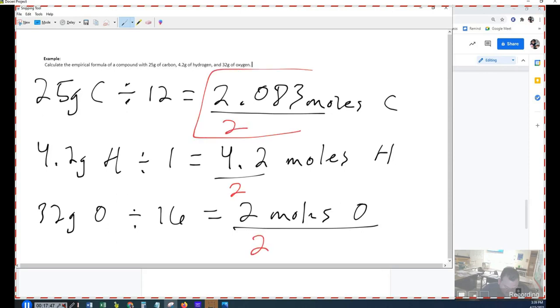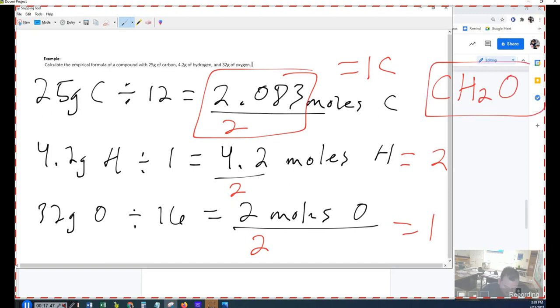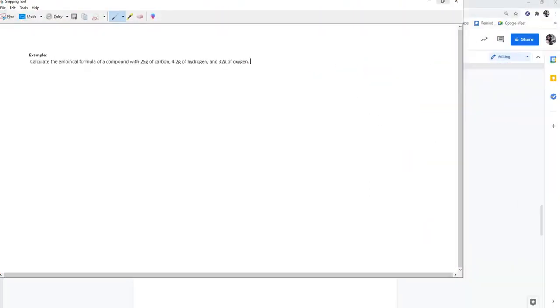When I divide by 2, I get something really close to 1. When I divide this, I get 2. When I do this, I get 1. So our empirical formula is CH2O: 1 carbon, 2 hydrogens, 1 oxygen. Okay, you guys can do that next one.